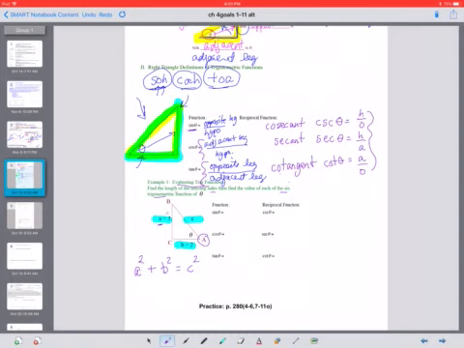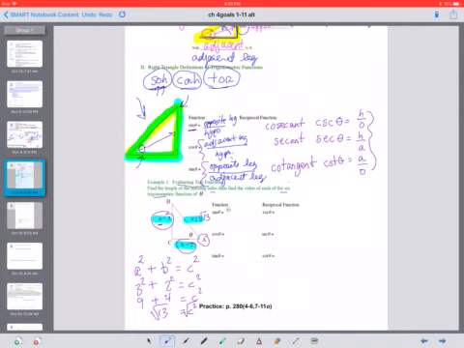So to find the hypotenuse, we would take the value of a squared plus b squared. 3 squared is 9, 2 squared is 4, 9 plus 4 is 13, and so to find the value of c, we would take the square root. So the hypotenuse is the square root of 13. So let's go ahead and find our trig ratios.